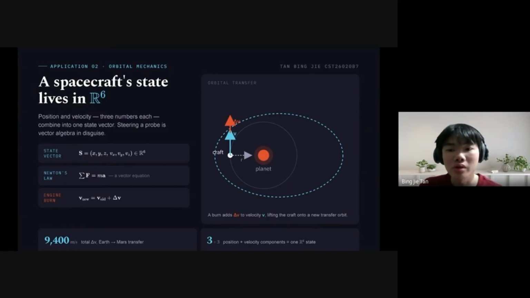Combined with Newton's law, we can steer the spacecraft. To change the course, the engine fires a burn, adding a velocity change, delta v, to the current velocity. By using vector addition, we can calculate the Earth to Mars transfer. You will get about 9,400 meters per second of total delta v.